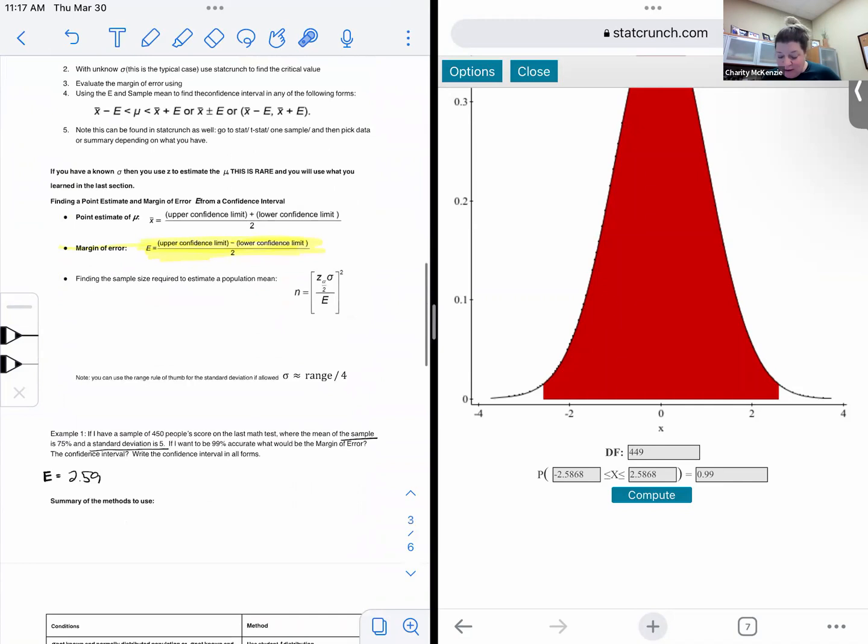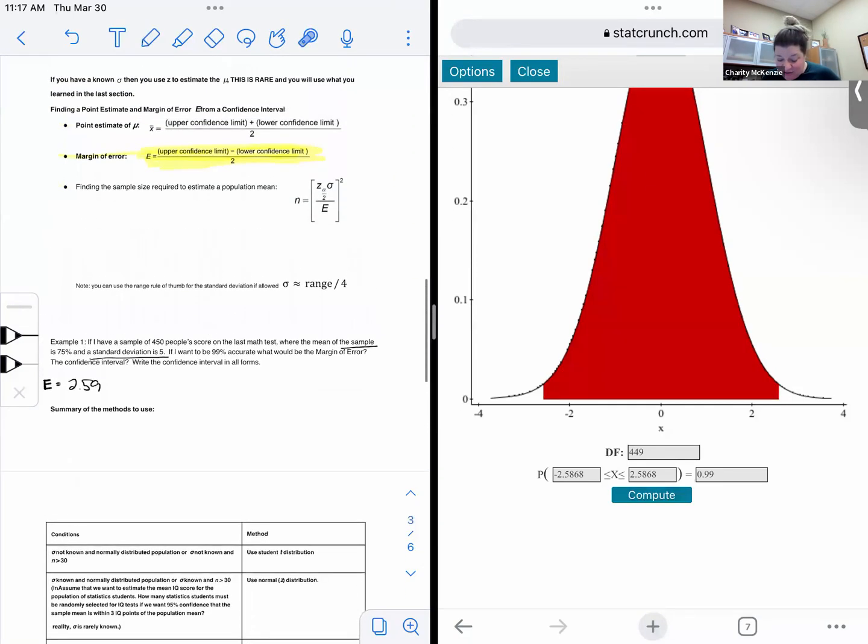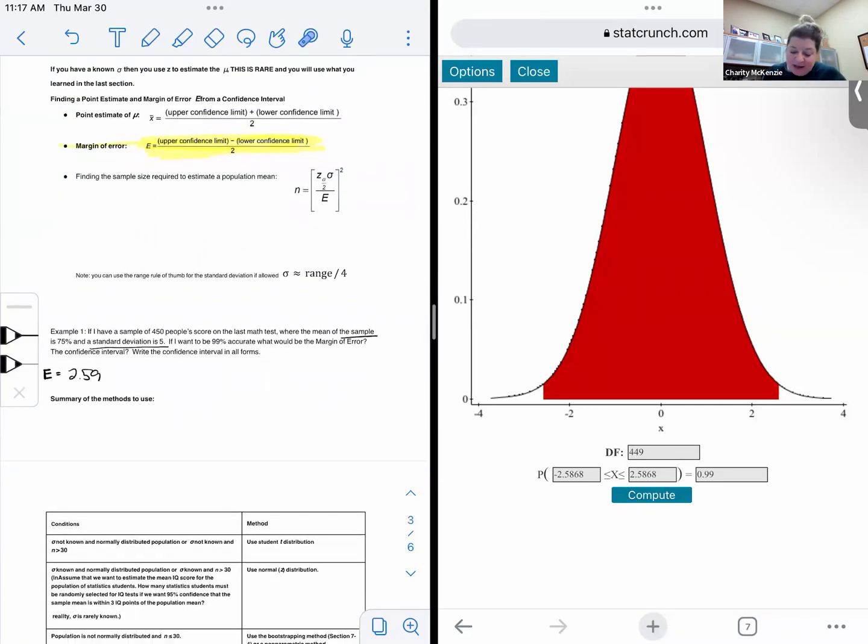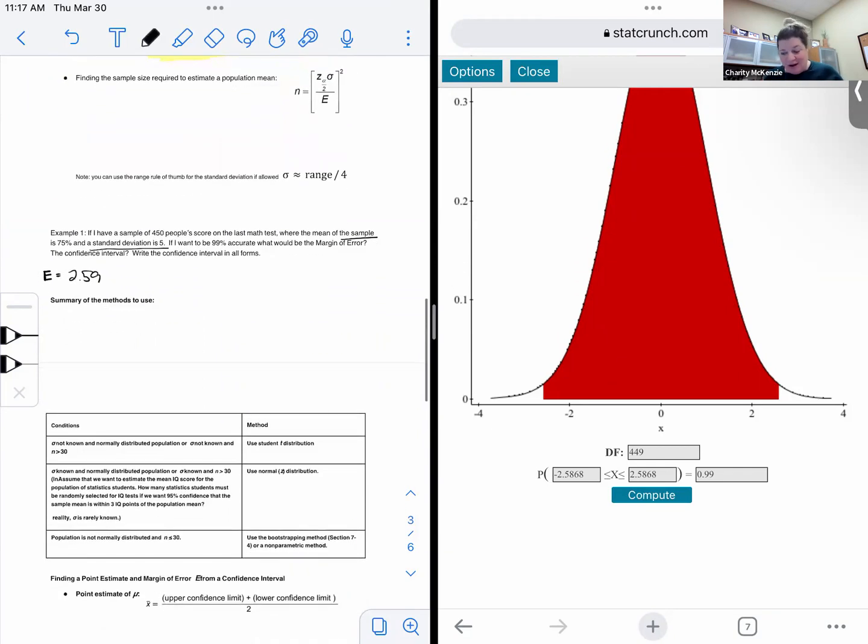Okay. If you are looking at the example, it might try to make you use tables and stuff. No, use the calculator that I show you. Don't use the tables. They're time consuming to learn and tedious. So then we're going to times this by the 5, which is the standard deviation, divided by the square root of 450. This is going to give us our margin of error.